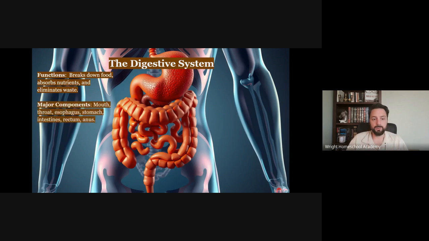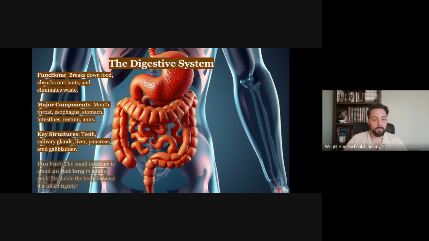Major components include your mouth, throat, esophagus, stomach, intestines, rectum, and anus. That's the gastrointestinal tract. That's the pathway that your food takes through your body from beginning to end. Some key structures include your teeth, salivary glands, which, as the name implies, produce saliva, your liver, pancreas, and gallbladder.